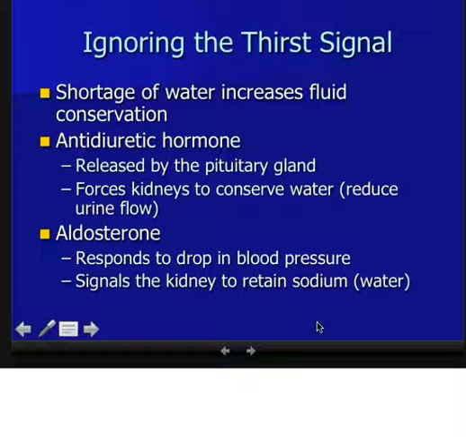Another fluid retaining hormone is aldosterone, which responds to drops in blood pressure by signaling the kidney to retain sodium, and the net result of that is that the water will follow the sodium and remain in the body. So aldosterone and ADH are both water retaining hormones.